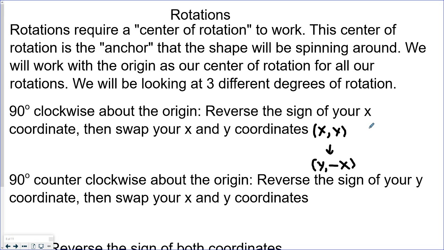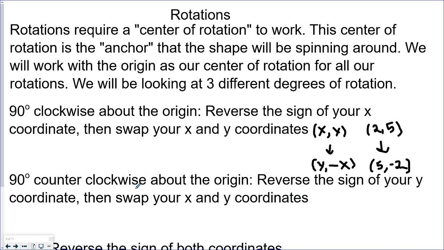Let me show you with numbers. Let's say I have the point 2, 5. A 90-degree rotation clockwise would mean that I have the point 5, -2. So I take my x, reverse the sign, so 2 becomes -2, and then I swap the coordinates. So -2 is now the second coordinate, and 5 is now the first.